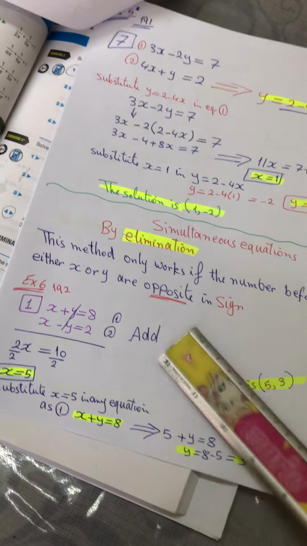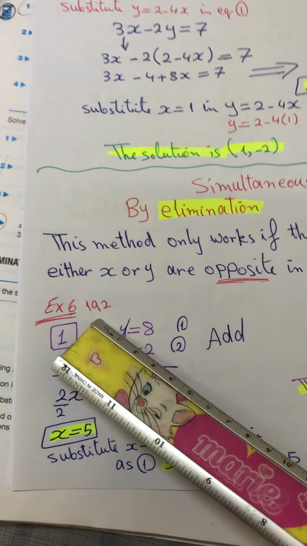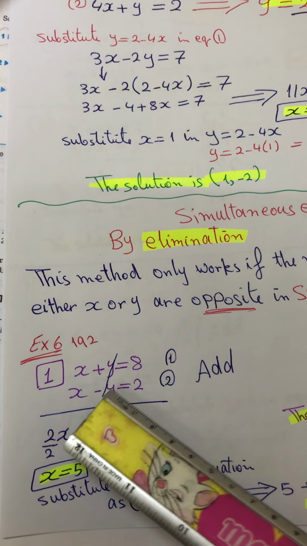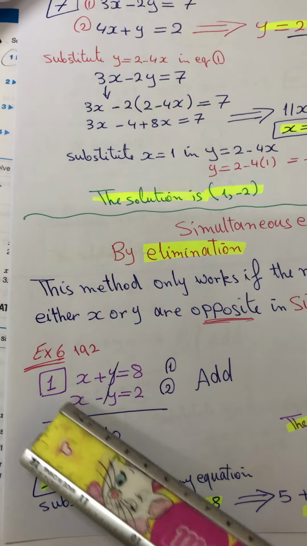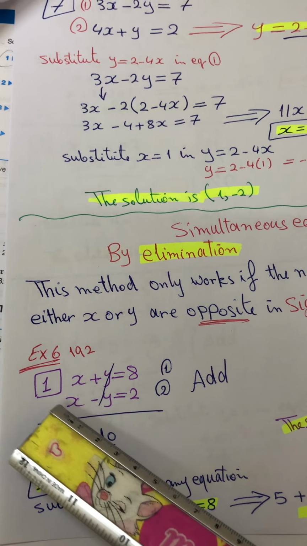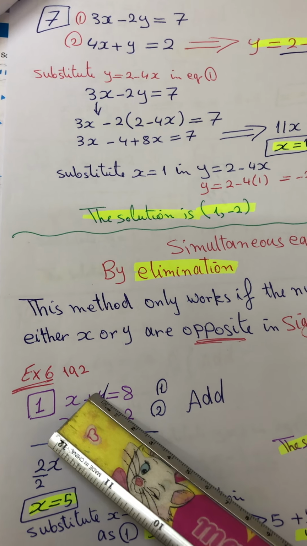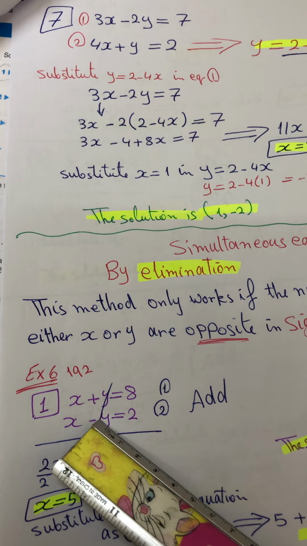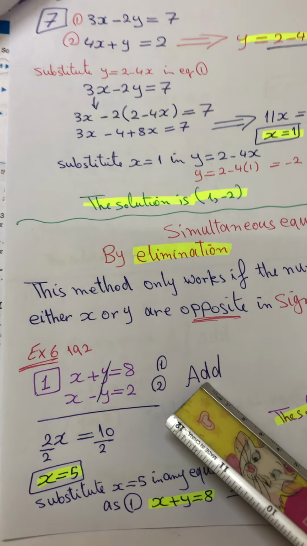Let's see an example from exercise 6, page 192. I have x plus y equal 8 and x minus y equal 2. Very easy. Look, I have x and x, both of them positive, before each x we have 1. But here y, positive 1y and negative 1y. So I can add the two equations.